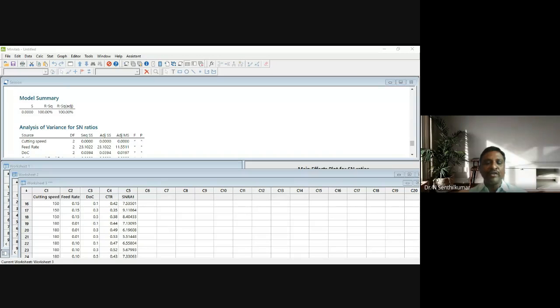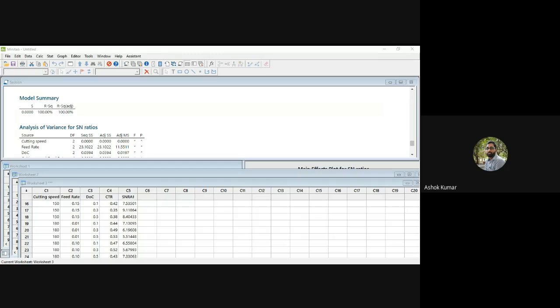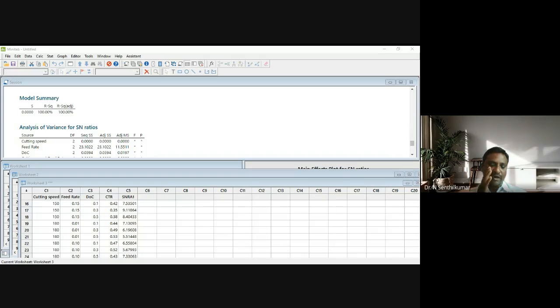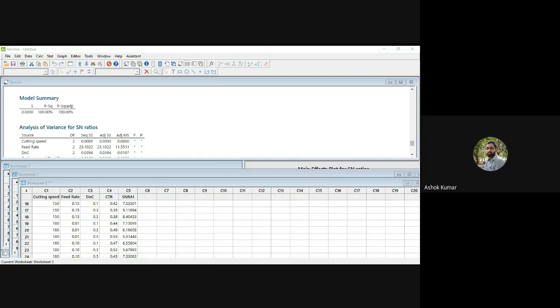So that you have to choose based on the literature review. If you want to select a particular column, you have to go with the literature survey and identify which column we have to select. Okay, sir. Thank you, sir.